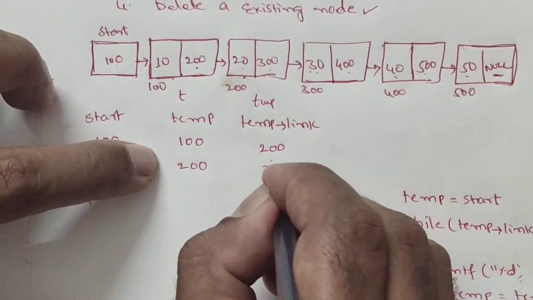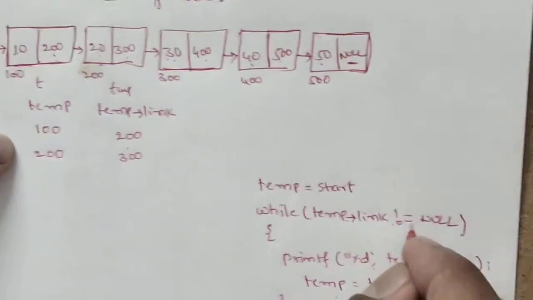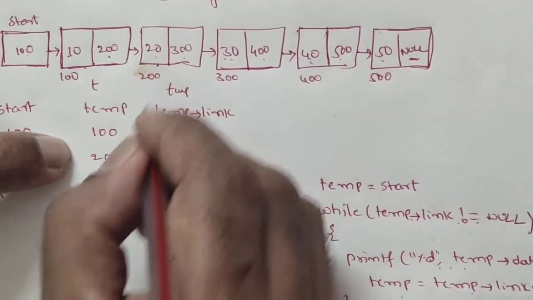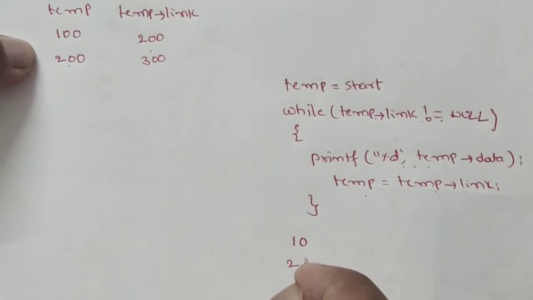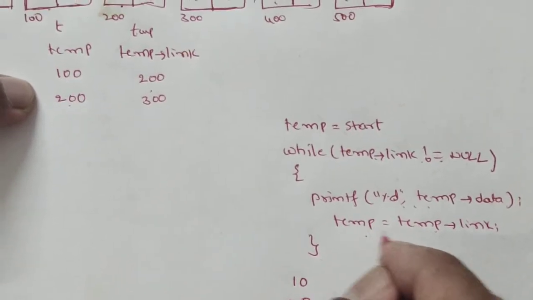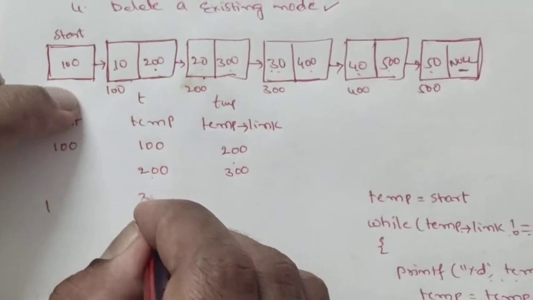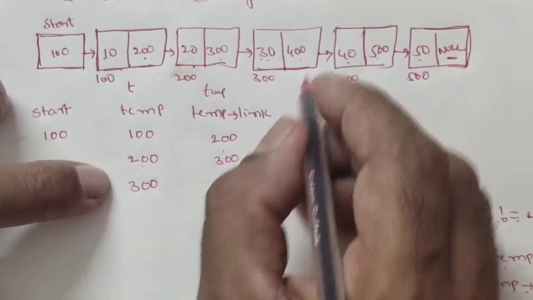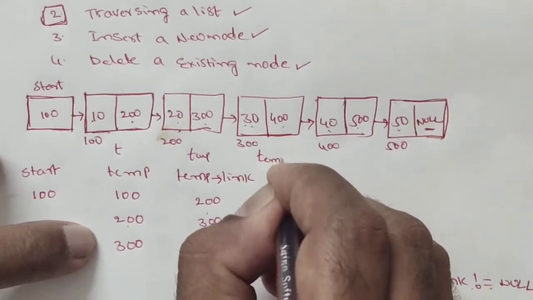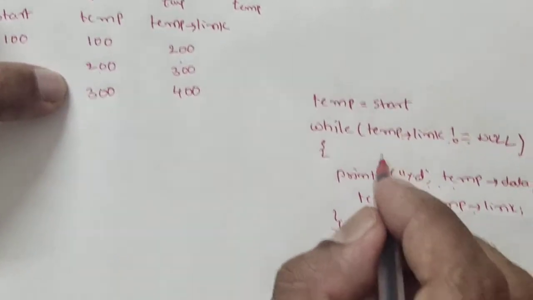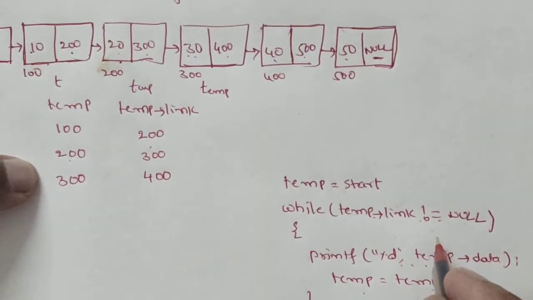The temp link has the value 300. The 300 not equal to null. Print temp data. Temp is at 200, temp data equal to 20, and it is printed. And then temp link is assigned to temp. That is, 300 comes here. And now the temp is here. The temp link has the value 400. So the temp link not equal to null.